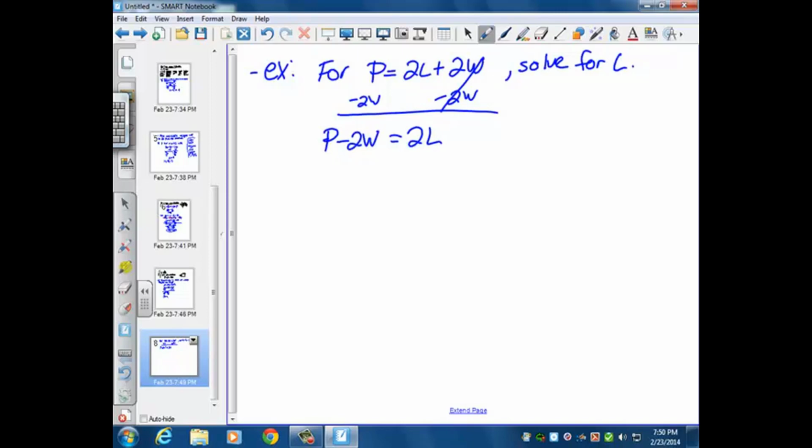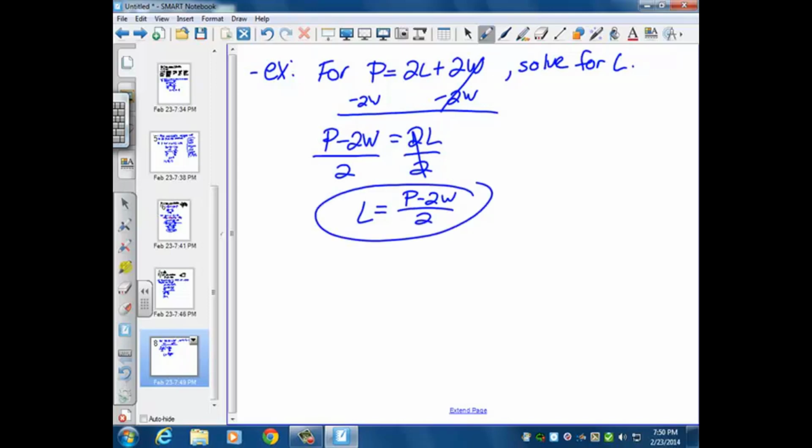Now I think about, well, 2 and L, what's going on? Multiplication. So I'm going to do the opposite and divide. So this is going to be my answer. Actually, it looks nicer if I flip-flop the sides. Instead of all that equals L, L equals P minus 2W divided by 2. So that is my answer. I know it might look a little funny, but I'm just trying to get L alone. That's the whole goal.